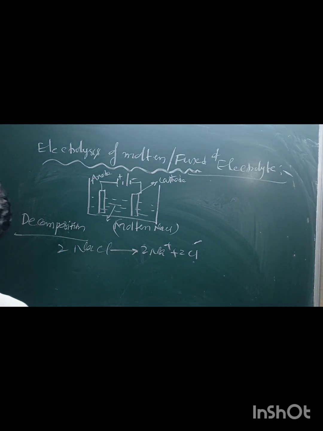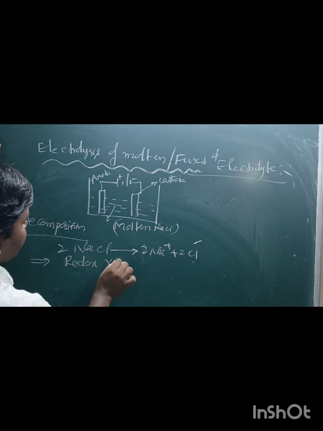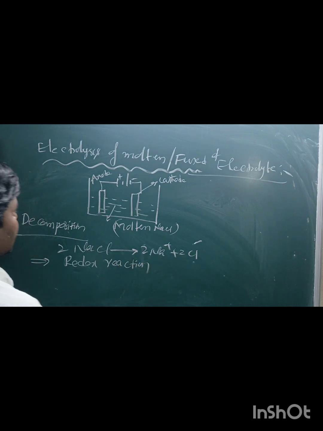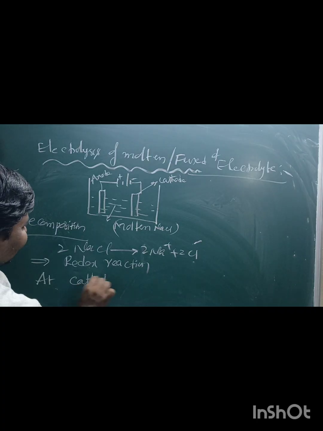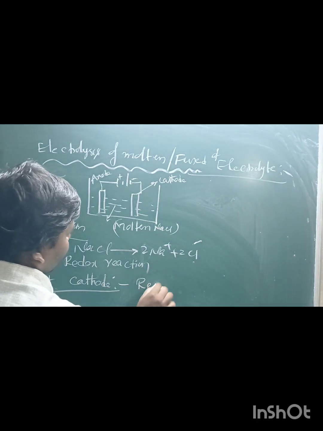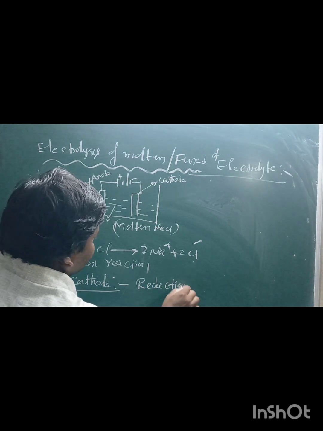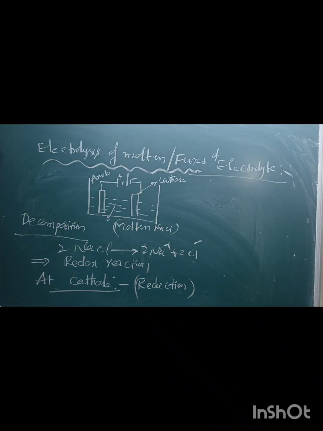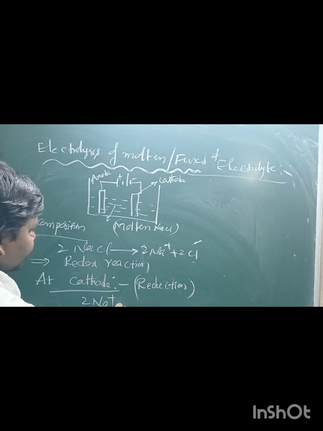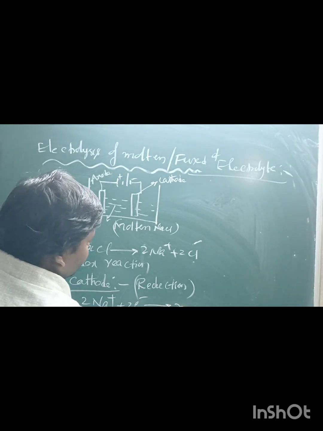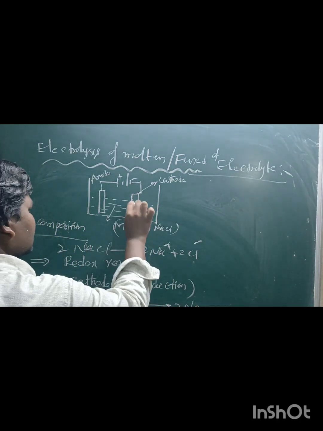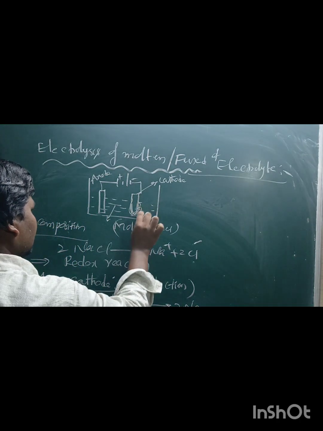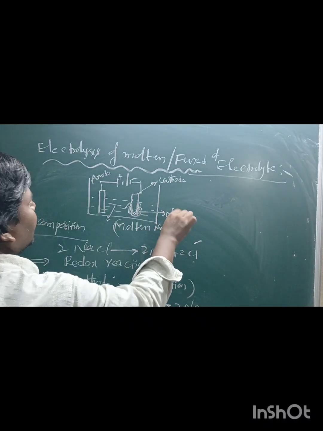Here a redox reaction takes place. A redox reaction means a reaction in which both oxidation and reduction take place simultaneously. At the cathode, already you know, a reduction takes place. That means here 2 Na plus gains electrons to form sodium. That means the sodium metal is deposited at the cathode.